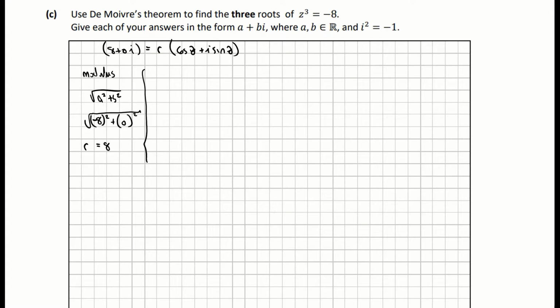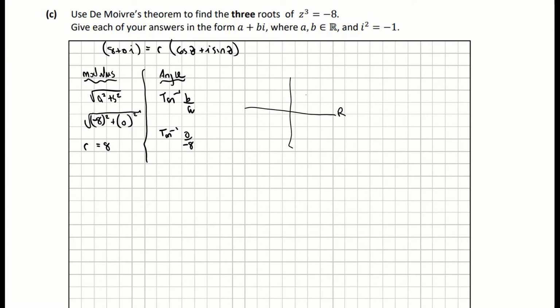Now I need to get my argument, or my theta, my angle. And my angle is found by finding the tan inverse of b over a. So tan inverse of b over a, which is 0 over -8. Now if you go to your calculator, this is going to throw up an error for you. So what we have to do is sketch out what this would look like on our Cartesian plane. So I have just a very rough sketch here.